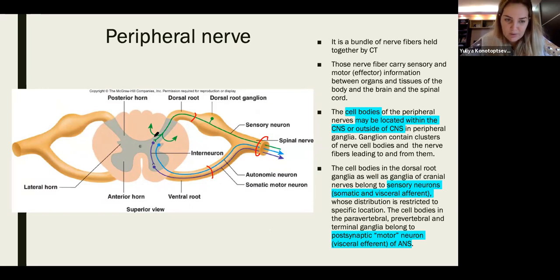In the spinal cord, it's the opposite: the outer is the white matter, the inner is the gray matter. This area is known as the anterior horn of the spinal cord, and this area is known as the posterior horn of the spinal cord. Within the dorsal root, you have a structure called the dorsal root ganglion.